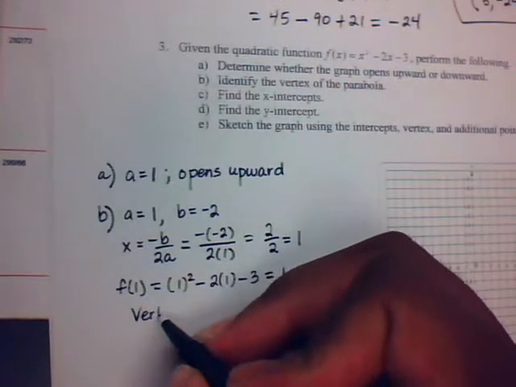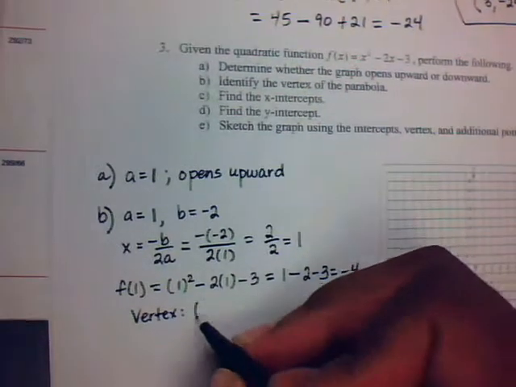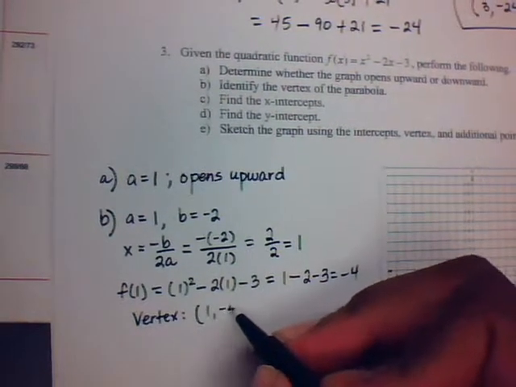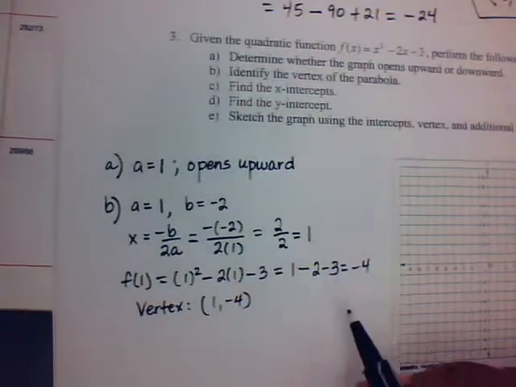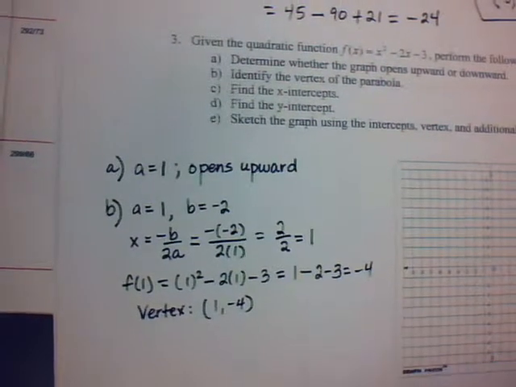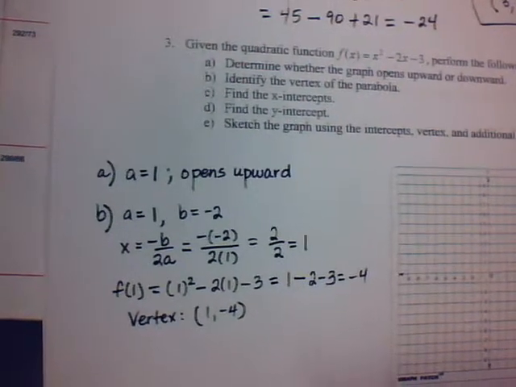So the vertex is 1, -4. That's my x-coordinate, and that's my y-coordinate of the vertex. 1, -4.